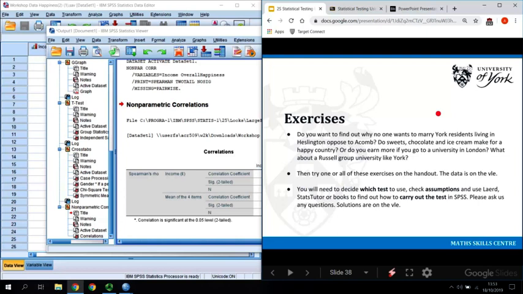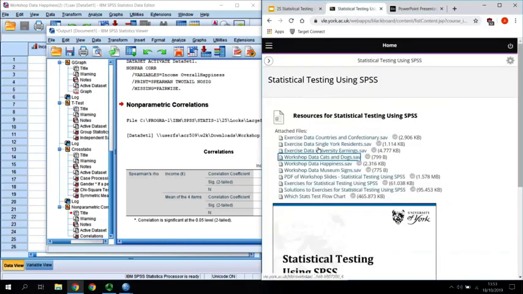The exercises are on the VLE. There's also a solutions sheet on the VLE for you as well if you want to check your answers.